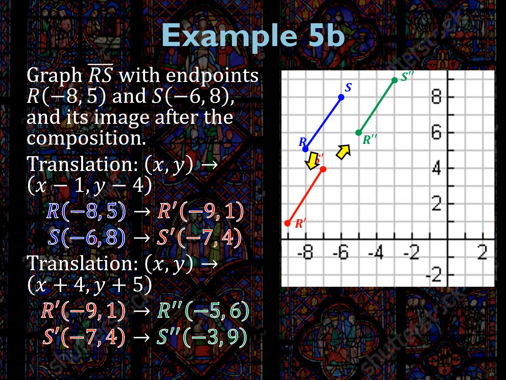Notice the total difference is 3 to the right, because minus 1 plus 4 for the x's is plus 3. For the y, it's up 1, because minus 4 plus 5 is a net change of plus 1. Okay, so notice that the original segment is parallel to both of the new segments. When you're translating, all you're doing is moving it. Every translation is going to be parallel to the previous translation.